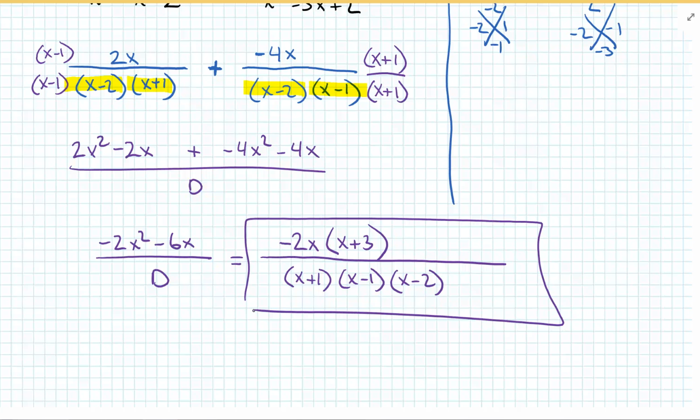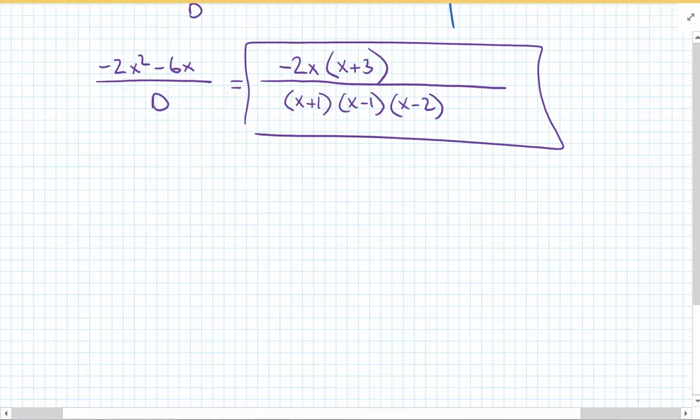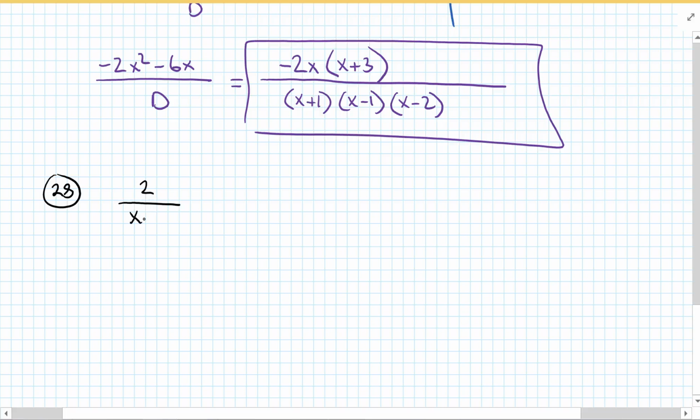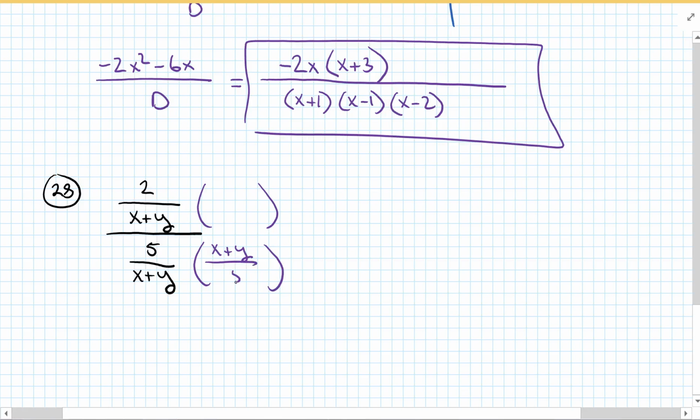Okay. Next problem. Number 28. Complex fractions. 2 over (x plus y), all over 5 times (x plus y). Okay, easy terms. We're going to multiply the top and bottom by the reciprocal of the denominator, which is (x plus y) over 5. The bottom cancels, the x plus y's cancel, so for 28 the answer is just 2 over 5.